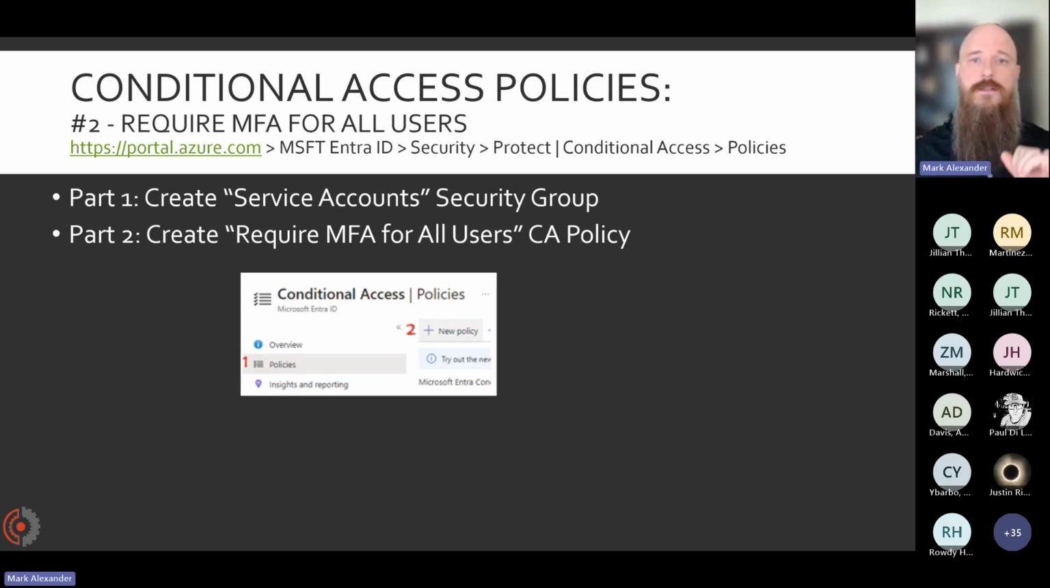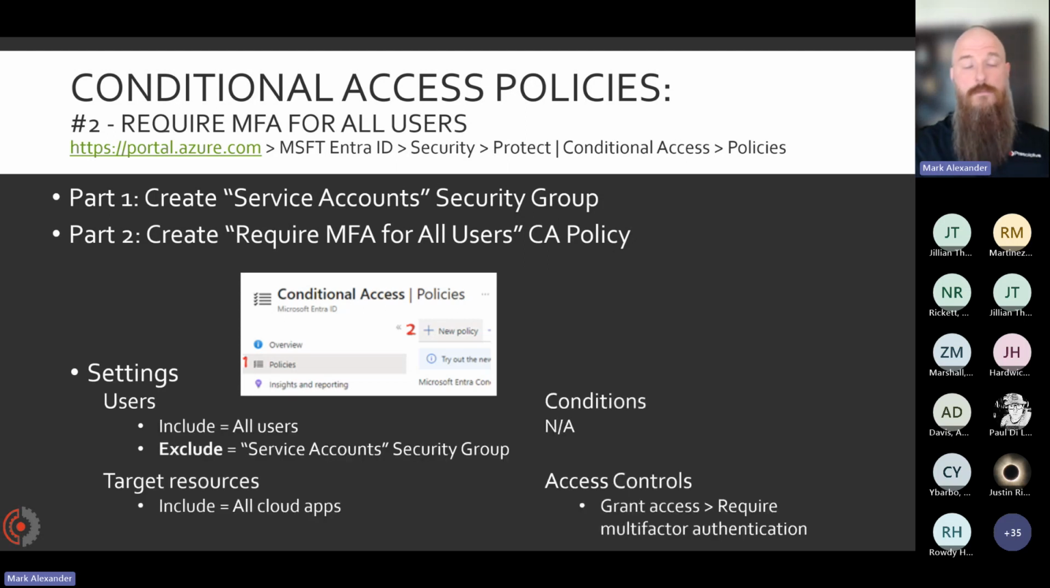So again, you click on policies, you click on new policy, and then these are the settings that you would configure there. So we're going to require all users access, but require MFA, right? The lower right-hand corner. And we're going to exclude those service accounts and their access to all cloud apps. And then there's no conditions, right? So grant force MFA for everybody except the service account security group, right?